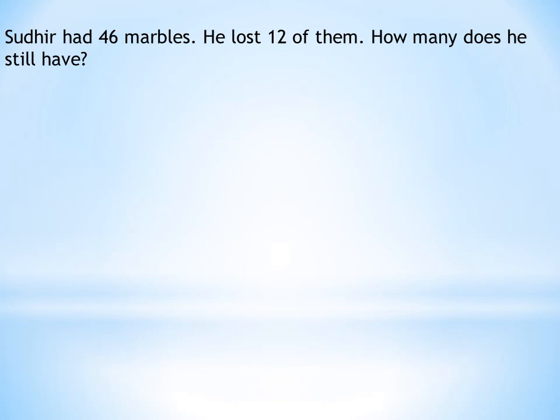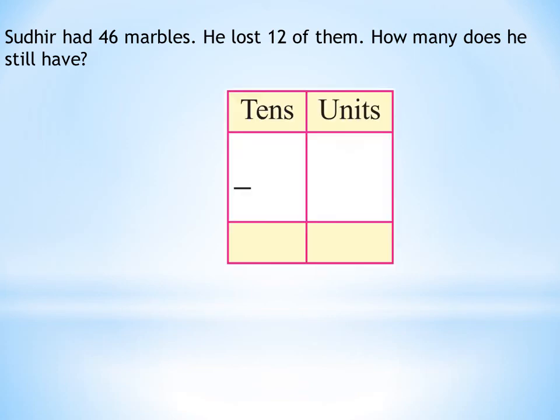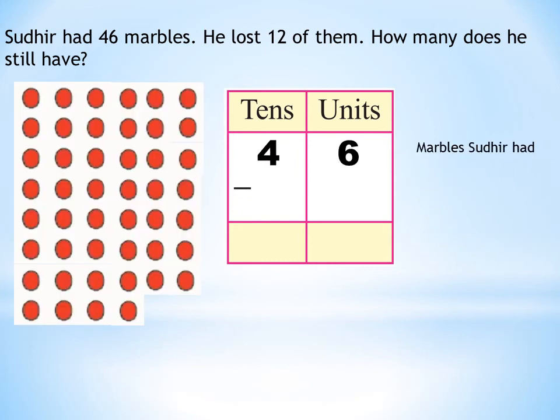Let's solve one more word problem. Sudhir had 46 marbles. He lost 12 of them. How many does he still have? Students, in this word problem, what is given? Sudhir had 46 marbles and he lost 12 of them. So we will subtract 12 from 46.